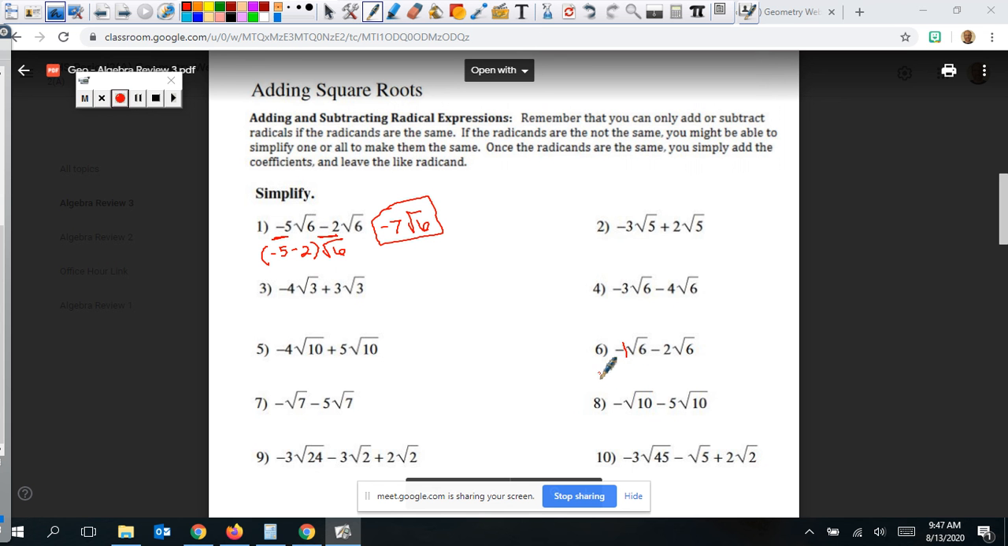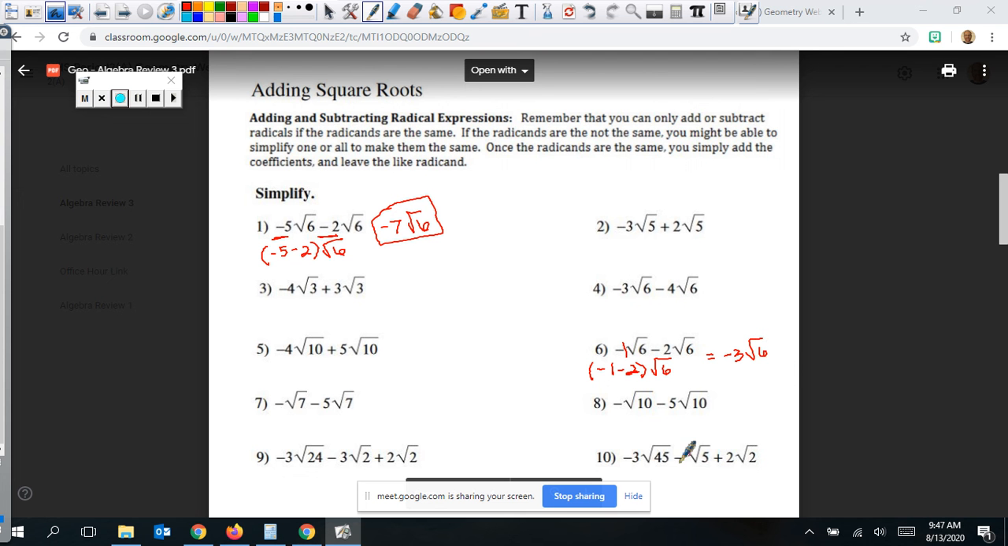So what this is going to be is negative 1. I'll put in a parenthesis like before, minus 2. And then you still have the square root of 6. Keep that the same. So negative 1 minus 2, that's going to become a negative 3, just using our integer rules. So the answer for this one is a negative 3 with a square root of 6.